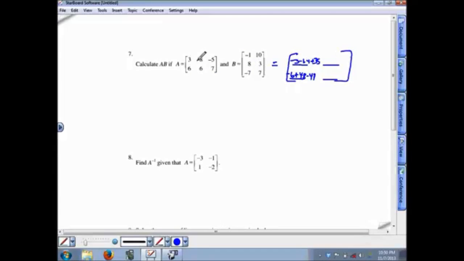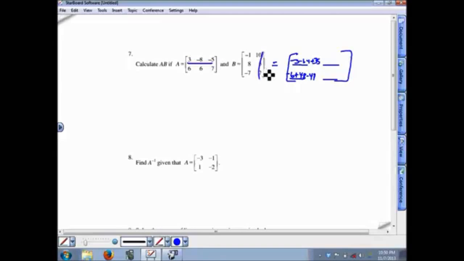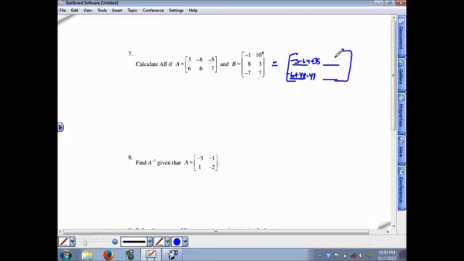This entry here is the first row, second column. First row, second column here. So 3 times 10 is 30. Negative 8 times 3 is negative 24. And then negative 5 times 7 is negative 35.